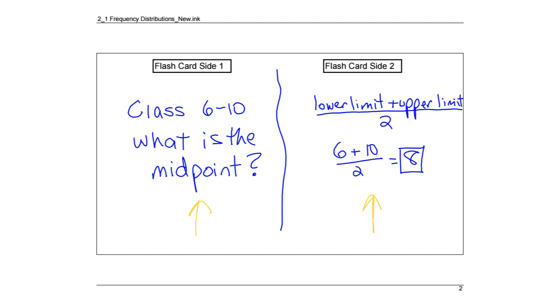On the other side, we're going to first have the definition for the midpoint. So that would be the lower limit plus the upper limit divided by 2. The midpoint is an average. We want to know the number that's in the middle of 6 and 10. So we take 6 plus 10 divided by 2, and that gives us 8, and that would be the midpoint.